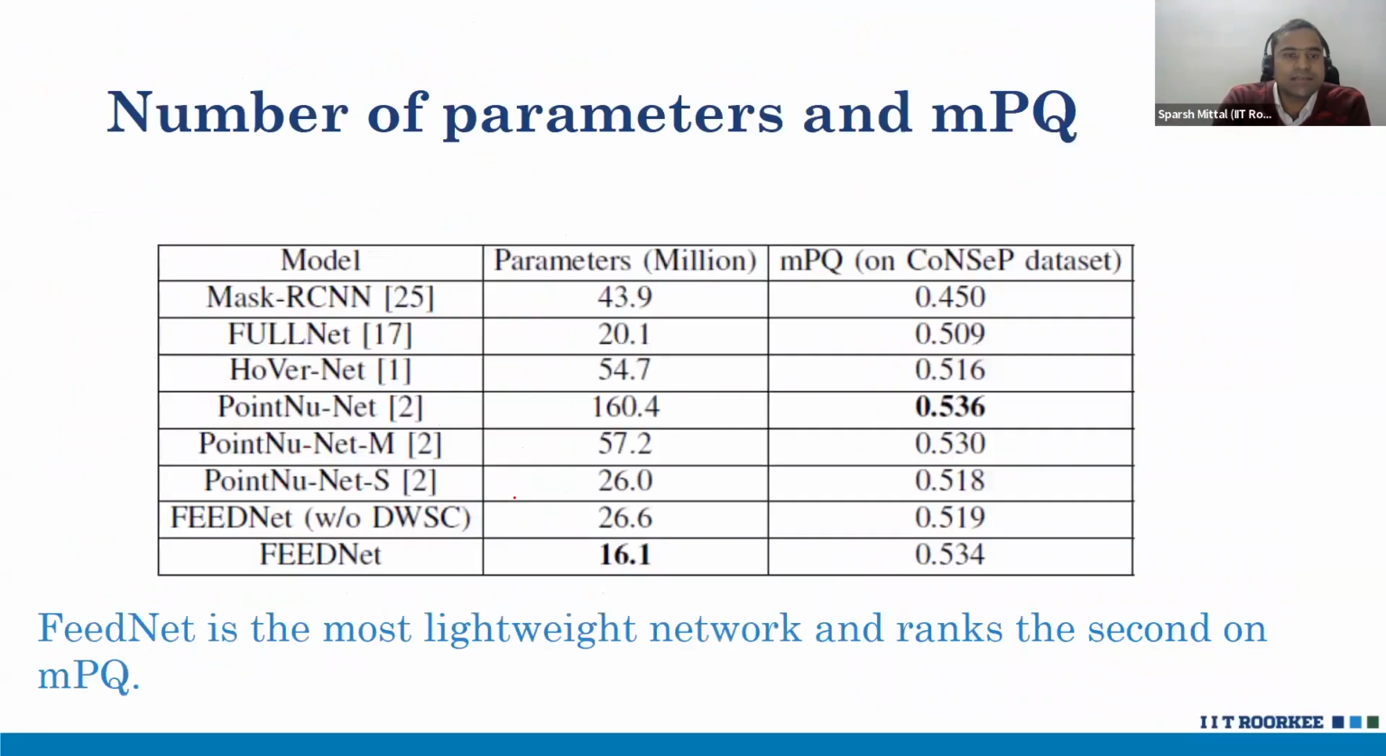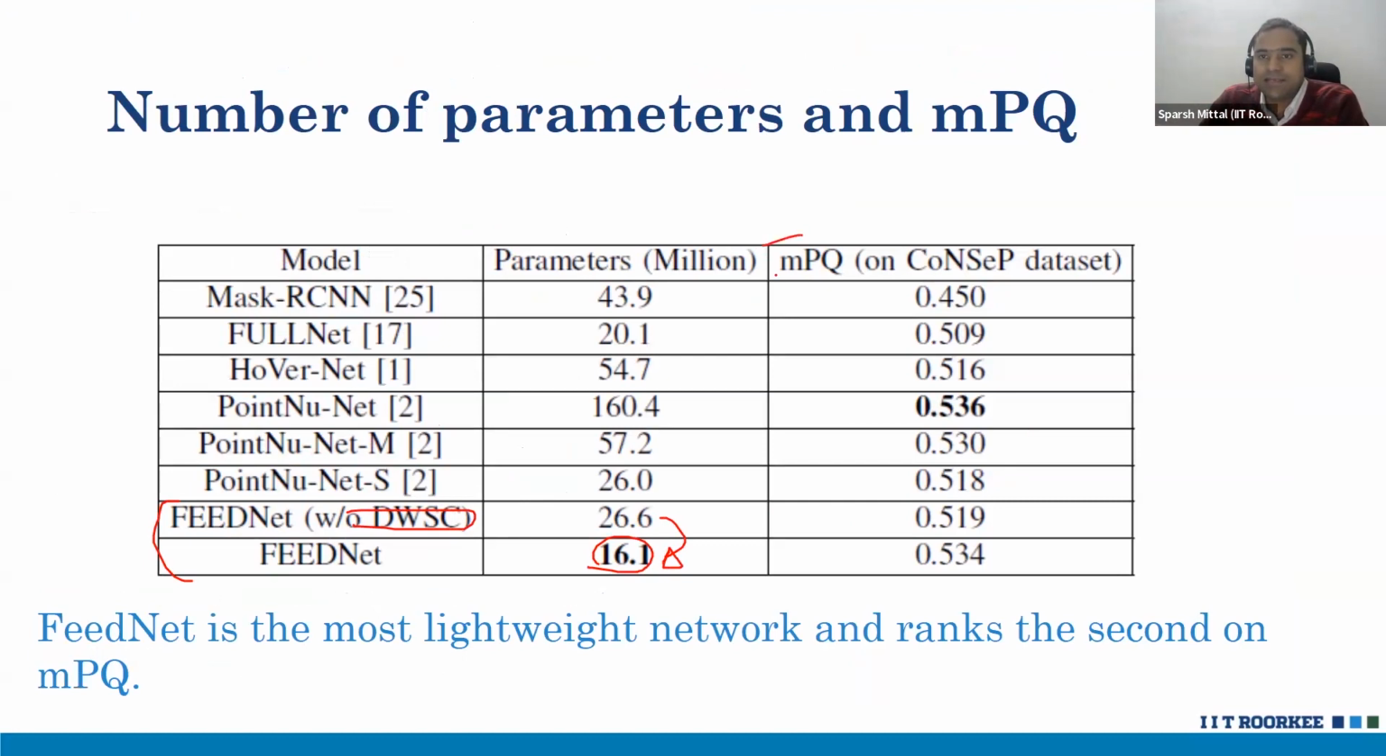Now let us see the numbers. Here the number of parameters is shown for our FeedNet model. We designed 2 variants; this one is without depth-wise separable convolution. If we use depth-wise separable convolution, the number of parameters reduces from 26 million to only 16 million. To give you an idea, 16 million parameters means 64 megabytes is the size of our model. It is slightly on the larger end, but we can probably bring it down further.